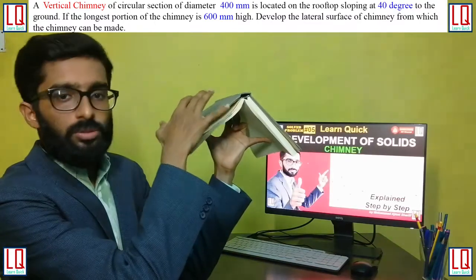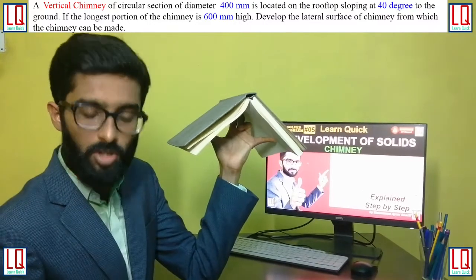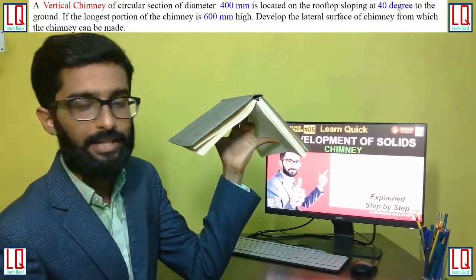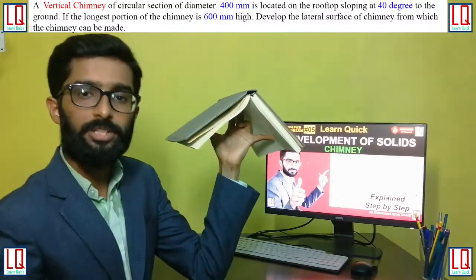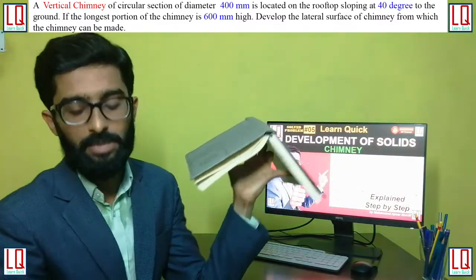The next part they have said is that the longest portion of the chimney is 600 mm as height. So this will be your longest portion and here it will be the shortest portion. The longest portion is going to be 600 mm high.